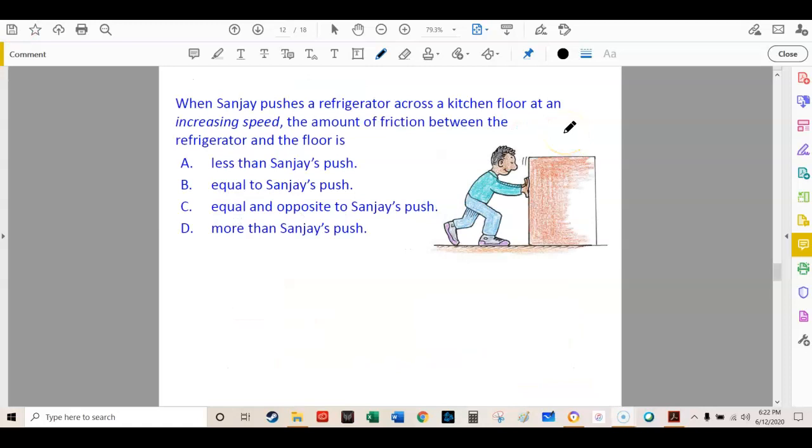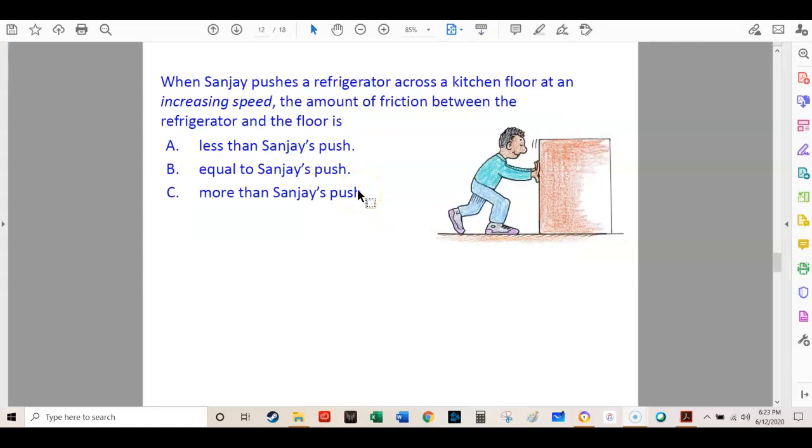So here we go. We have Sanjay pushing a refrigerator across the kitchen floor, and it is speeding up. The amount of friction between the refrigerator and the floor is less than Sanjay's push, equal to Sanjay's push, or more than Sanjay's push. So as Sanjay is pushing it to the right, speeding up, is that friction force less than Sanjay's push, equal to Sanjay's push, or more than Sanjay's push? Go ahead and pause the video and try the problem.